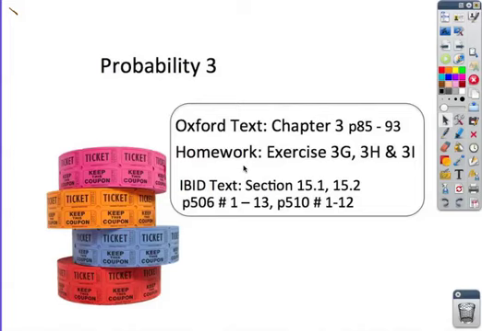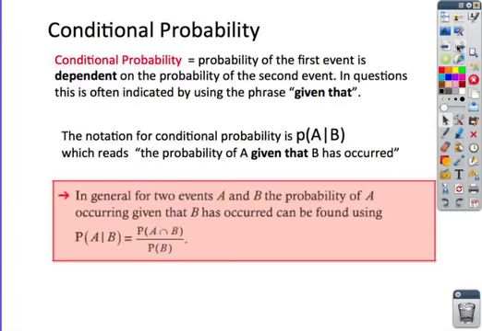In this lesson, you'll be learning about conditional probability and tree diagrams. As you can see by the definition for conditional probability, it's the probability that the first event is dependent on the probability of the second event, and is usually highlighted by the phrase "given that." Using the notation, on the next line, you'll see it's P(A|B). That vertical line can be read as "given that," or just "given." So you might read that as "P of A given B."